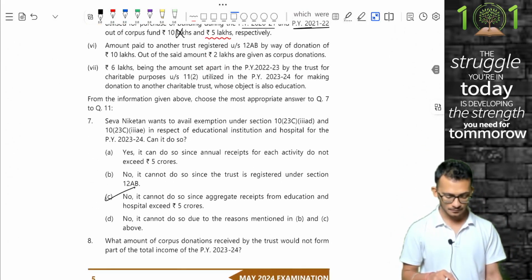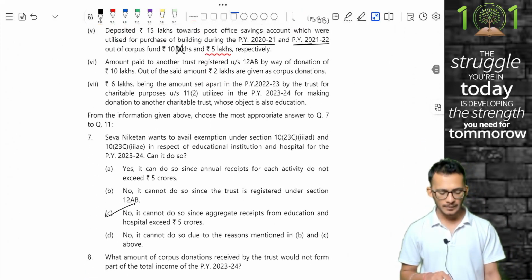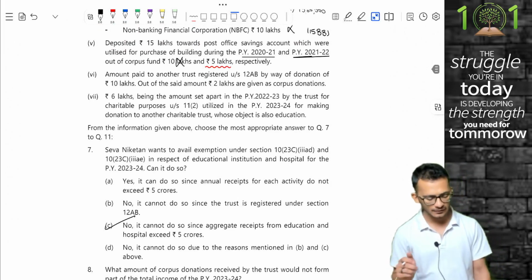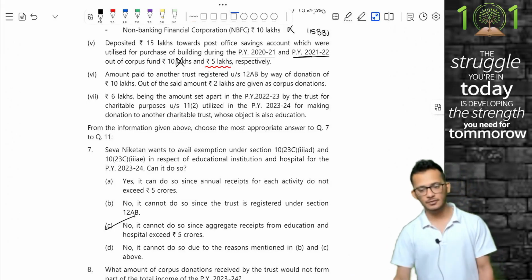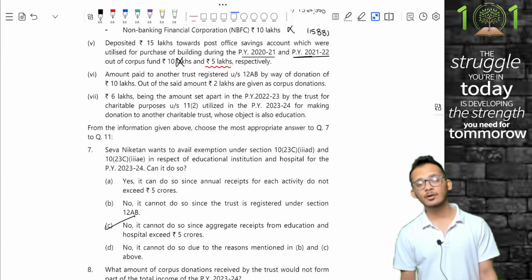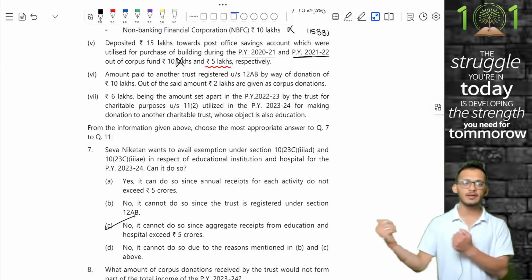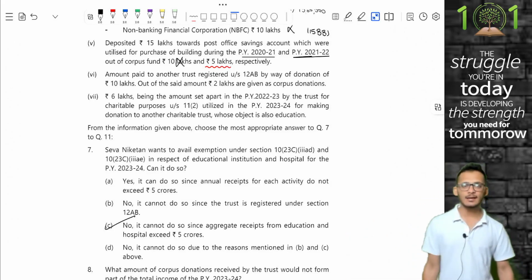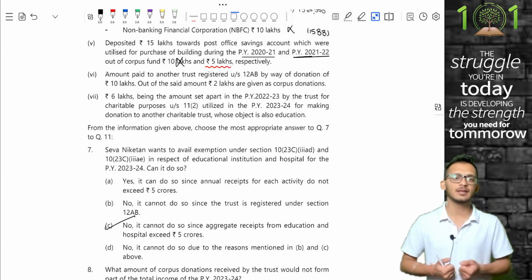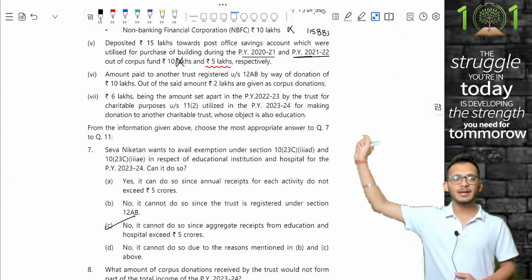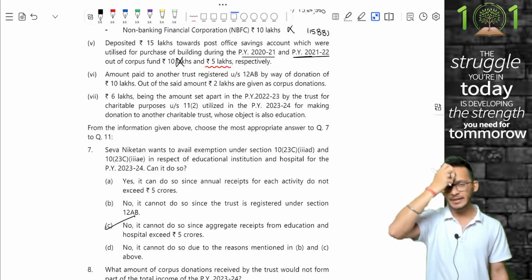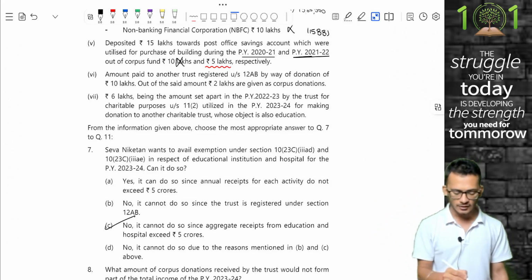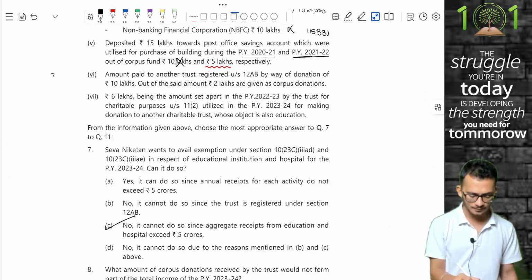Proceeding forward. An amount paid to another trust registered under 12AB by way of donations is 10 lakh rupees. Out of the said amount, 2 lakhs were given as corpus donation. So now what has happened is the taxable income which you have in the current year, 10 lakh rupees, was the taxable income. In that, 2 lakh rupees you gave as corpus. Now the provisions are very clear to say that if you are going to have a taxable income and you are going to give it to someone else, if the money is going to him for corpus donation, then it is not an exempt income for you. You cannot treat it as application. Which means the left off amount is only 8 lakhs.